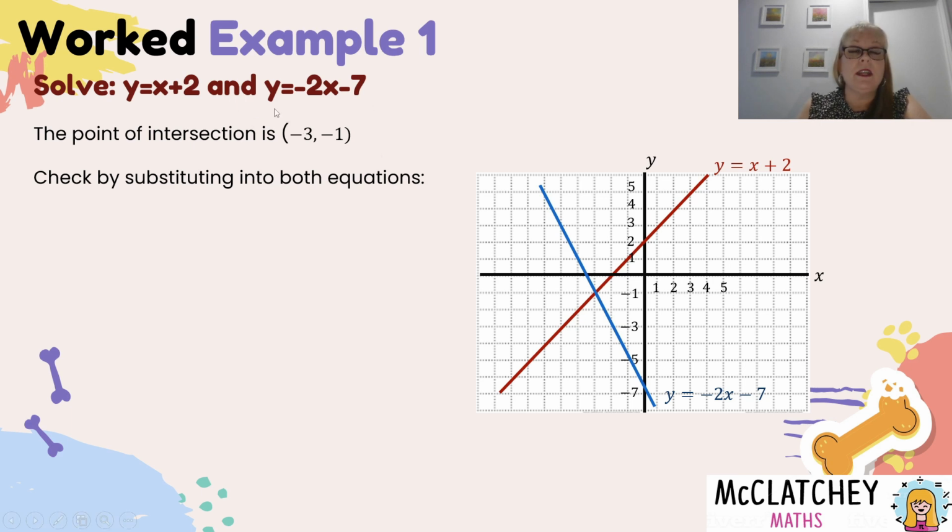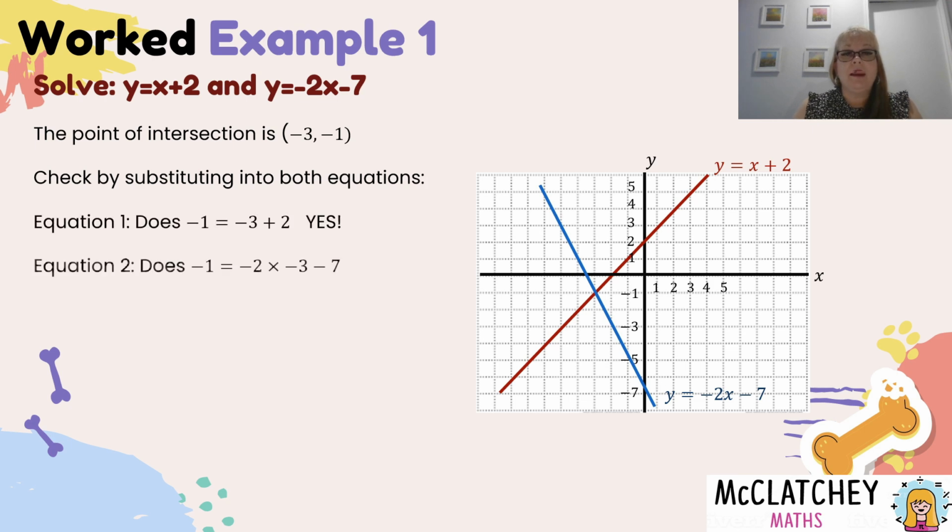If I take this coordinate here, -3 plus 2 gives me -1, so yes, it works for the first equation. Let's try it here. -2 times -3 is +6. Take 7 away, I get -1. Yes, I've solved it. So that checking is always really important. So that's our check there.